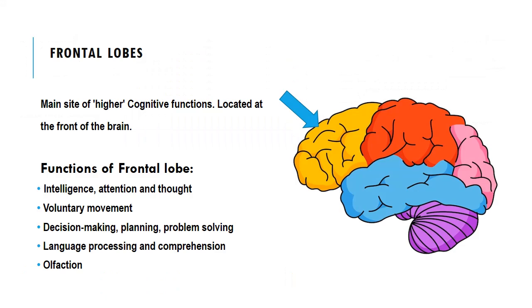Frontal lobe, located at the front, it is the main site of higher cognitive functions. Functions of frontal lobe include intelligence, attention and thought, voluntary movement, decision making, planning, problem solving, language processing and comprehension, and olfaction.